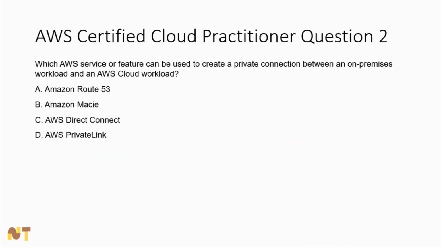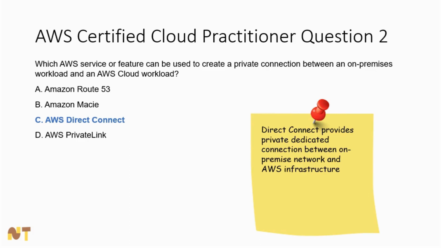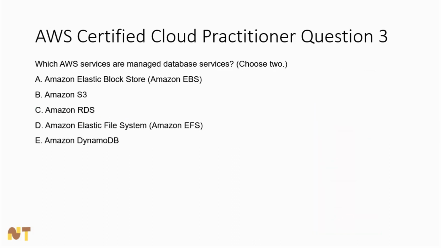Which AWS service or feature can be used to create a private connection between an on-premises workload and an AWS cloud workload? Options are A. Amazon Route 53, B. Amazon Macie, C. AWS Direct Connect, and D. AWS PrivateLink. Now, Direct Connect is used for a private dedicated connection between an on-premises network and AWS infrastructure. So the correct answer is C, AWS Direct Connect. Let's move ahead to the next question.